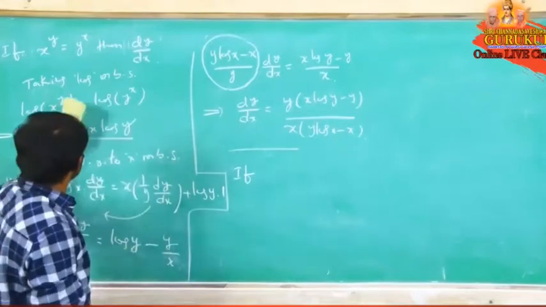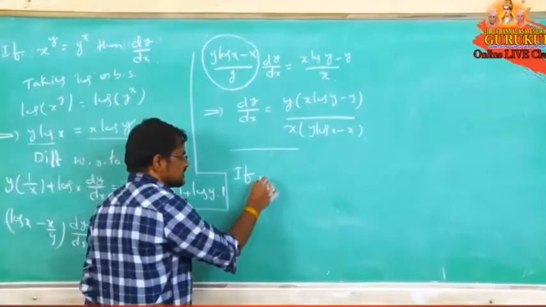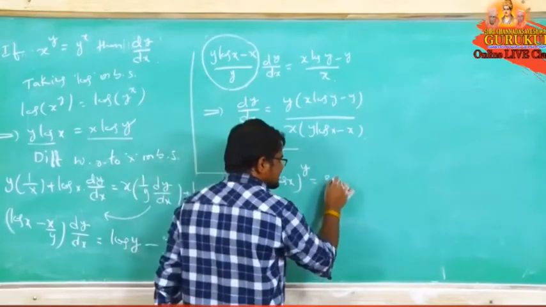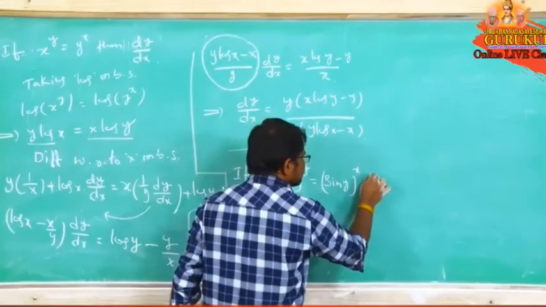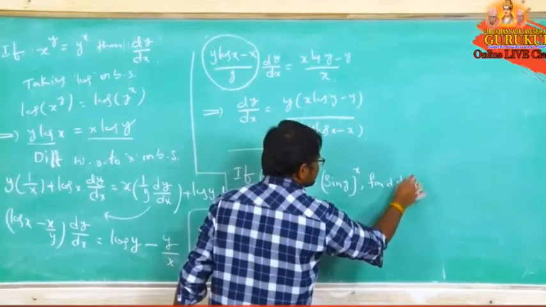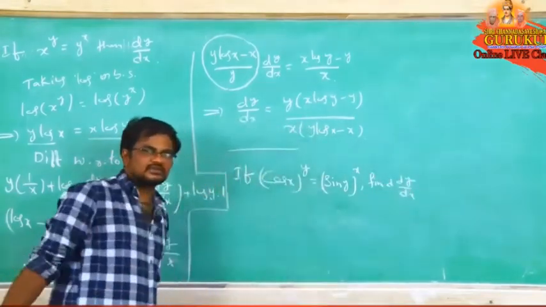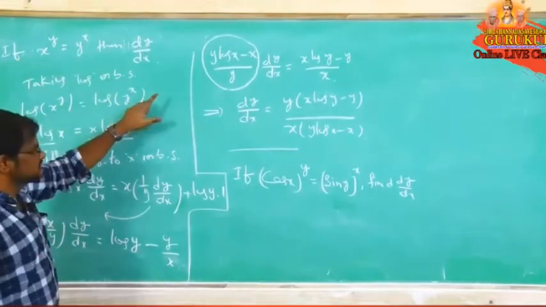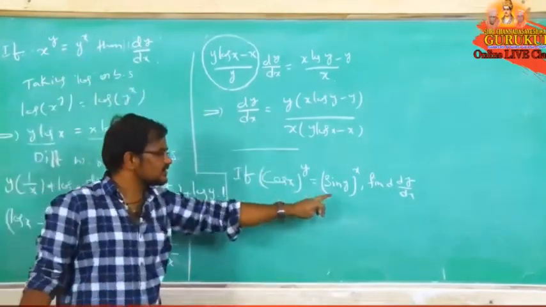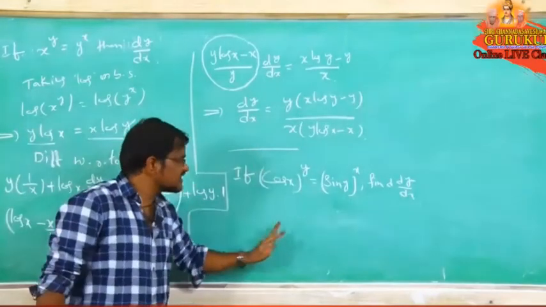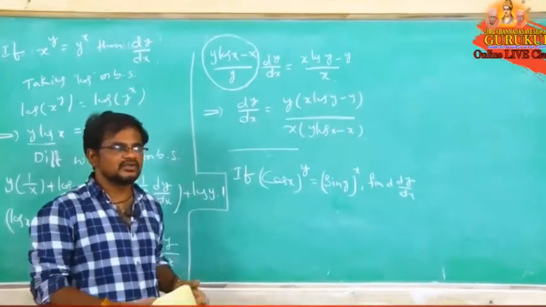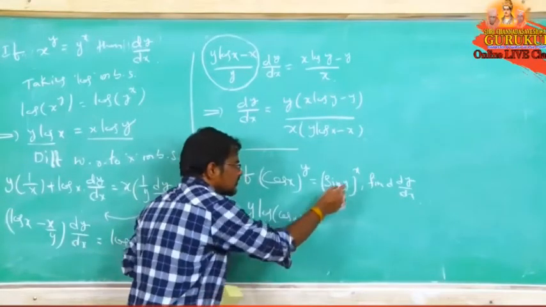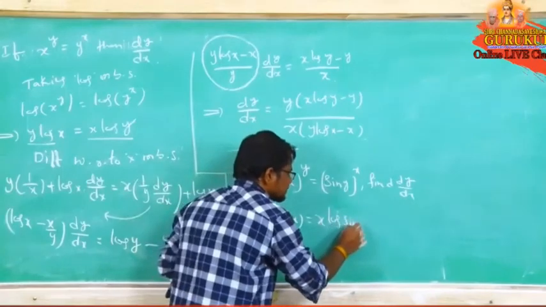Suppose in trigonometric functions they give it like this: cos x whole power y equals sin y whole power x, find dy by dx. Same concept, similar concept. Here x is there, here cos x is there, here y is there, here sin y is there. Same as before, what we have to do? Taking log on both the sides. If you take log on both the sides, y log of cos x equals x log of sin y.